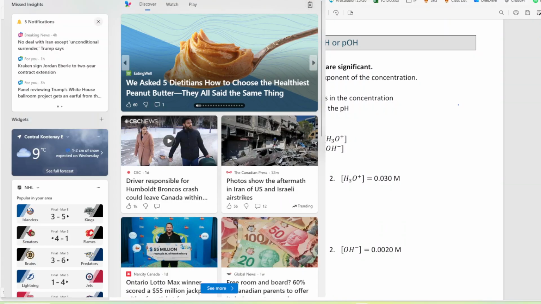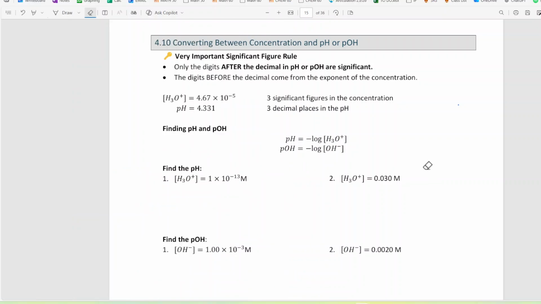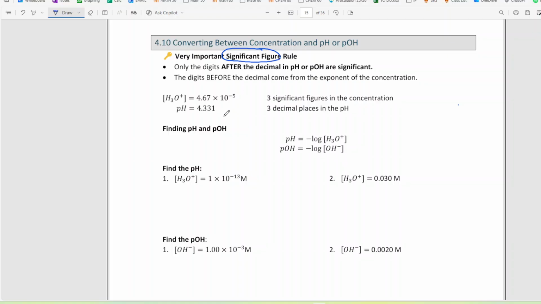So now that we've talked about what a pH scale is and what a pOH scale is and the difference in the concentrations, now we need to learn how to mathematically convert between the two. Before we can do that, there's a super important, your favorite topic rule, significant figures. Okay? And there's only really one thing I have to say. Only the digits after the decimal in pH or pOH are significant.